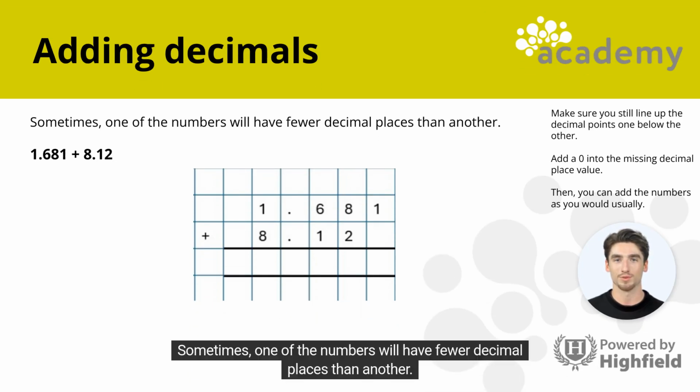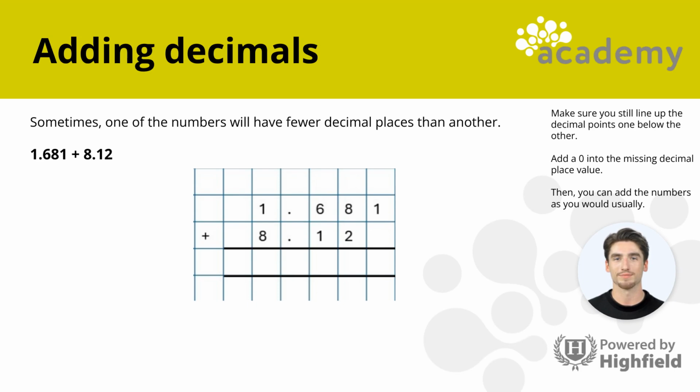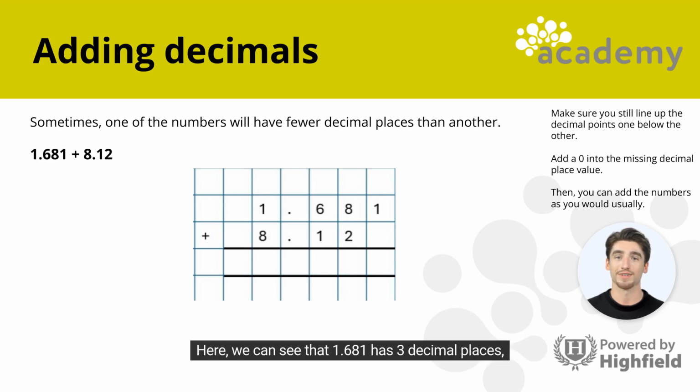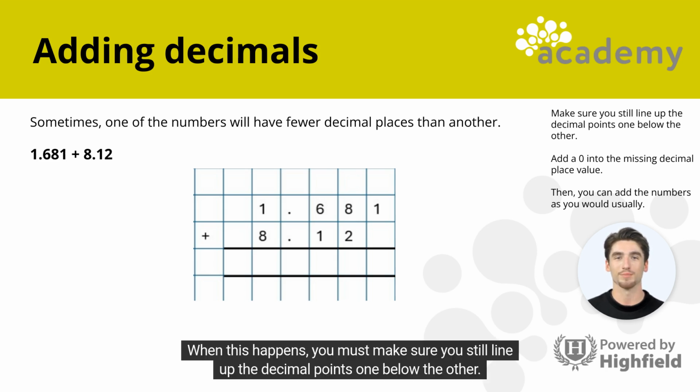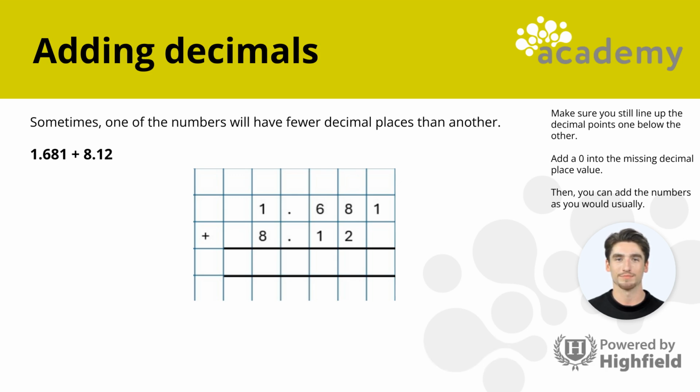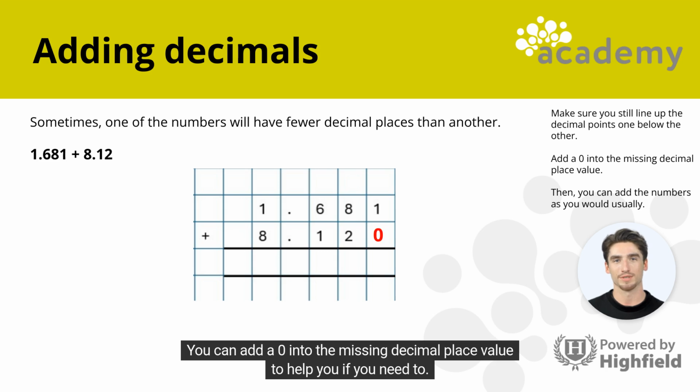Sometimes, one of the numbers will have fewer decimal places than another. For example, 1.681 plus 8.12. Here, we can see that 1.681 has 3 decimal places, but 8.12 has 2 decimal places. When this happens, you must make sure you still line up the decimal points one below the other. You can add a 0 into the missing decimal place value to help you if you need to.